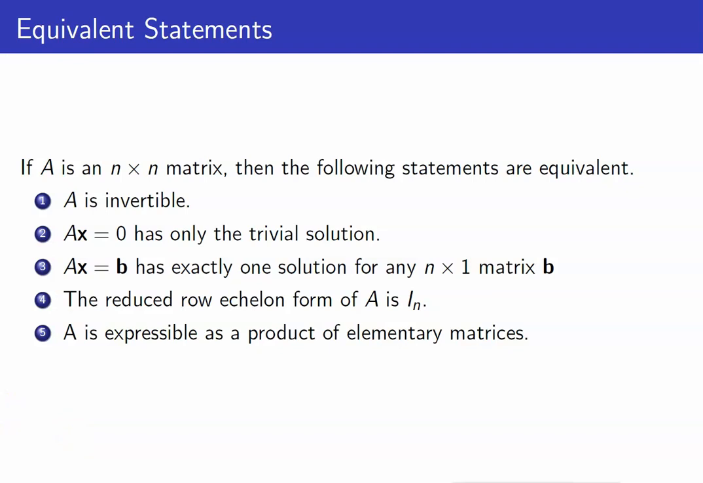Let us recall the following equivalent statements that we have for a matrix to be invertible. Now we can add to this list the last theorem that we had, that is the determinant of A is not equal to 0. Now take note here that we can use this for systems of linear equations. Why is that? If we look at statement 3, AX equals B has exactly one solution if and only if A is invertible, and we know also that A is invertible if and only if the determinant is not equal to 0.